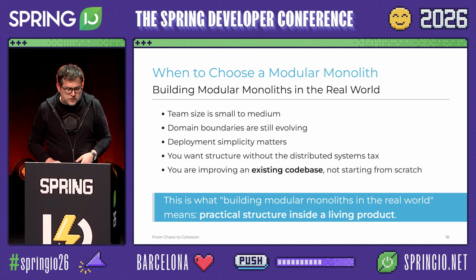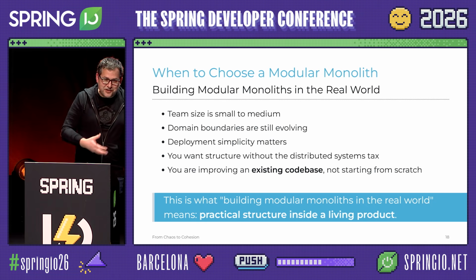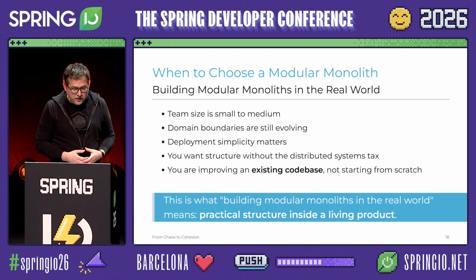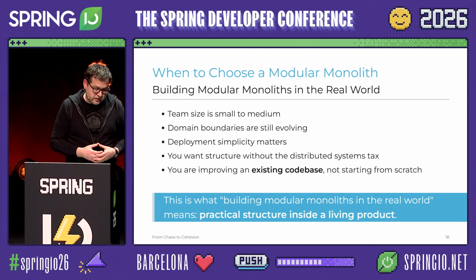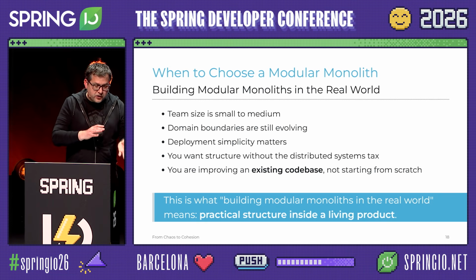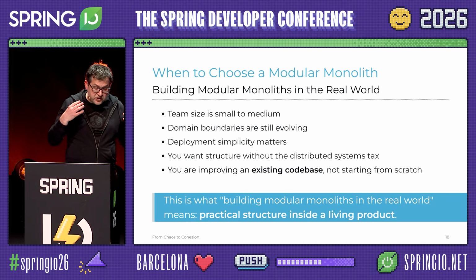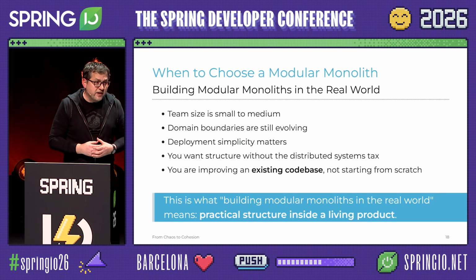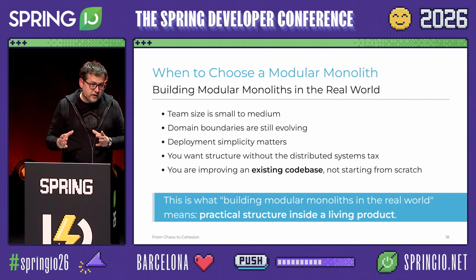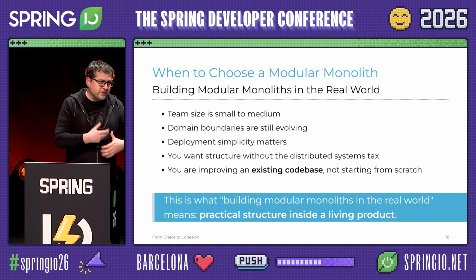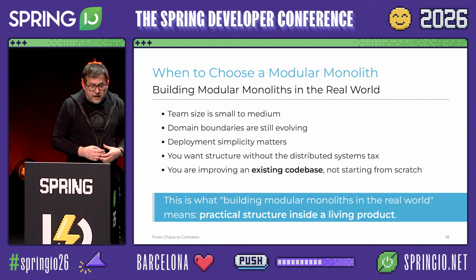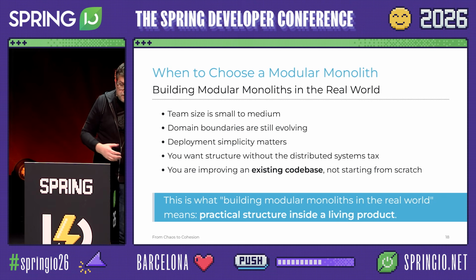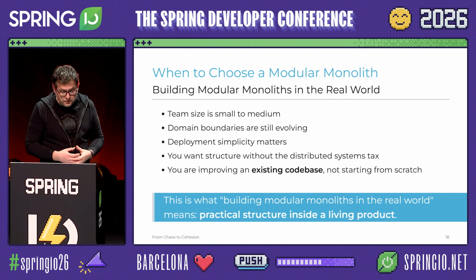So when you choose a modular monolith in the real world, and that's also where the title of my talk comes from, you say, I have a team size which is small to medium. It makes sense for us as a group to create nice boundaries, nice modules, maybe the application is not so huge, and we don't know where we are yet. So the domain boundaries are still moving, and we have to find out what makes sense. If you start from scratch and you are adding features over time, you really have to think about where you want to put things. If deployment simplicity matters, if you just want to deploy one application, then that might also be a good reason to have one single deployment.